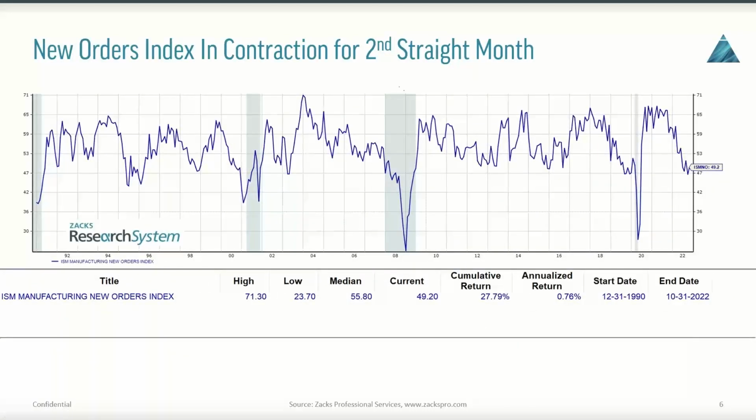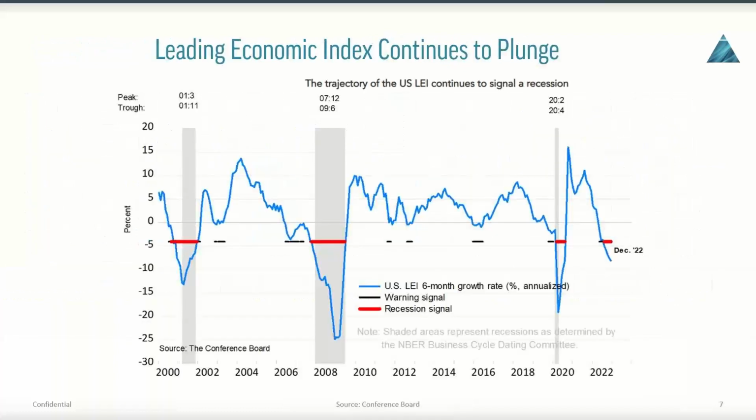This is more of a specific look within that new orders index. It's been in contraction now for 2 straight months, and I believe actually it's going to be 3 months now that this number has been in contraction. So again, weakness in demand.